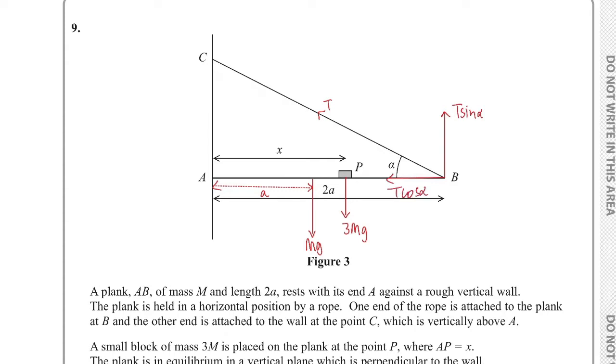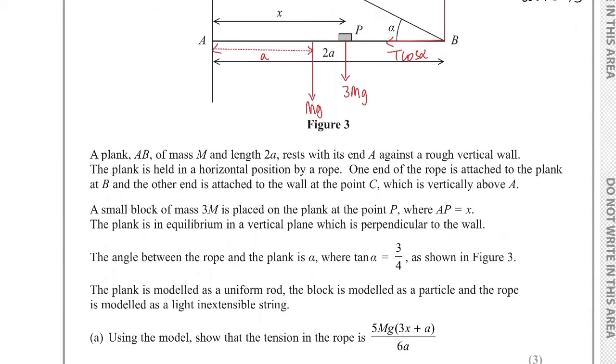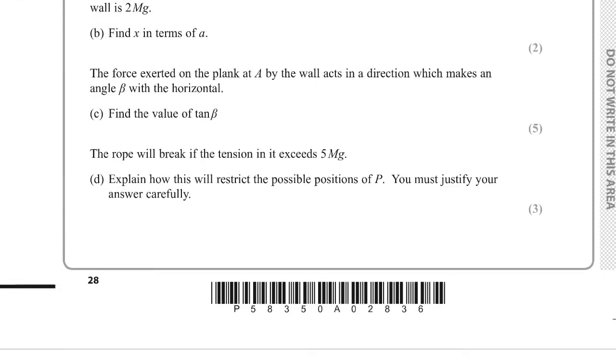We know that tan alpha is 3 over 4, so I will quickly be drawing a triangle to actually determine sine alpha and cos alpha. So sine alpha is 3 over 5, cos alpha is 4 over 5. We need to show that the tension is 5 mg, 3x plus a over 6a. So I will take moments about A.